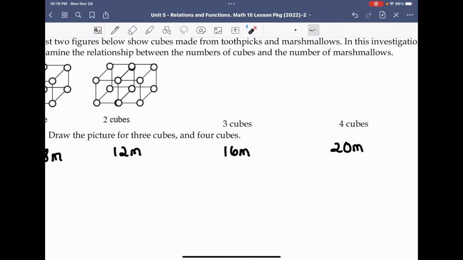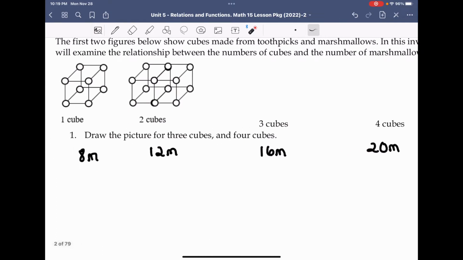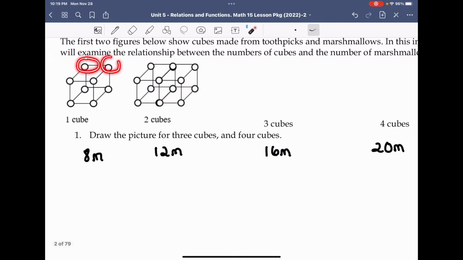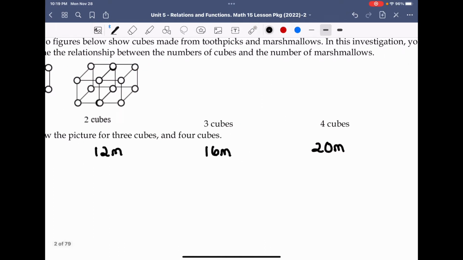Now, what's the pattern that we need to draw this diagram? If we look at our first cube, it had 2 along each column. Then we go to 2 cubes and it had 3 along each column. So in our third diagram, what we're going to have is 4 along the top. 1, 2, 3, and 4. 1, 2, 3, 4, in each of the columns.